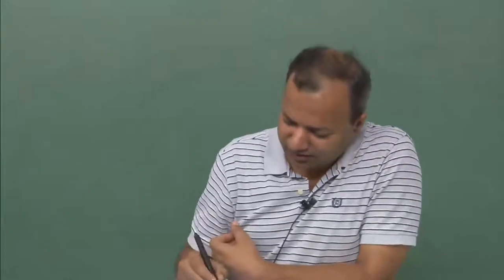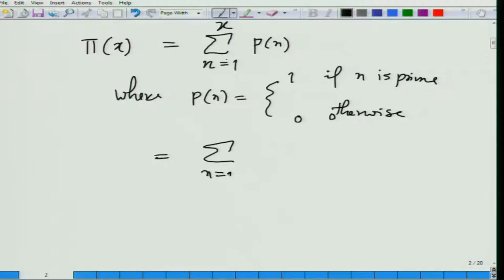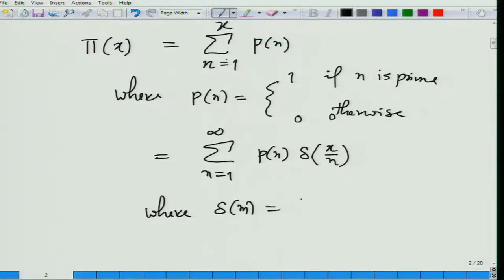It is a very straightforward idea, that I can write it as the sum n equals 1 to infinity, p of n times delta of x by n, where delta of m equals 1 if m is between 0 and 1, 0 otherwise. Simple, just take a delta function there and you have the infinite sum.